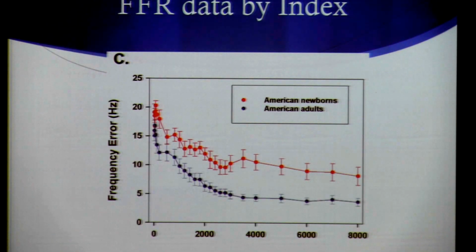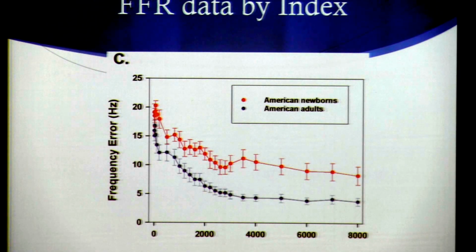Okay. So these next figures will be the FFR data by index, those three indexes that I talked about. On the x-axis here, we have the number of sweeps. On the y-axis, we have frequency error. The adults are in purple and the newborns are in red, and that remains true throughout the rest of the figures I'll show you. So for frequency error, we can notice two things.